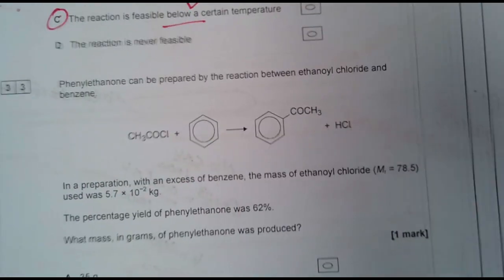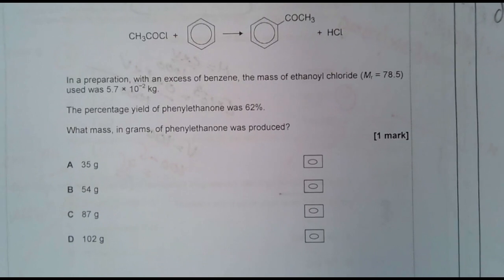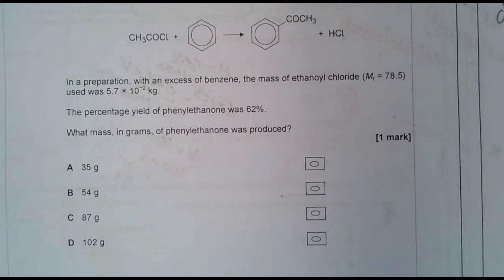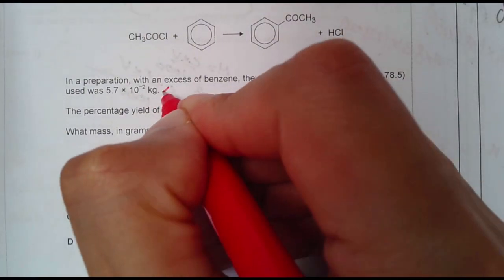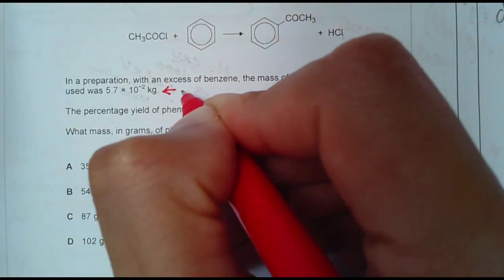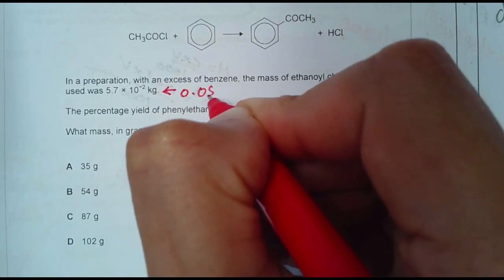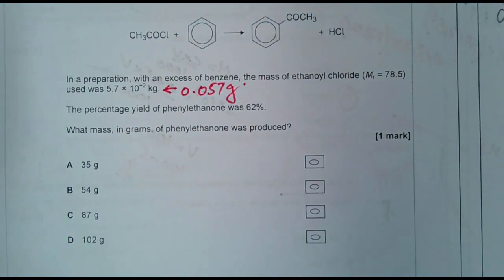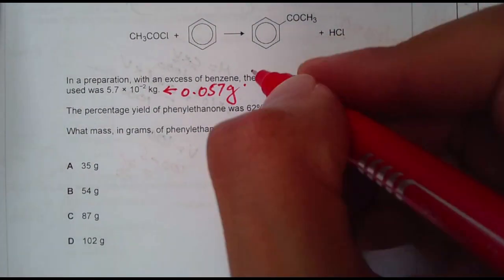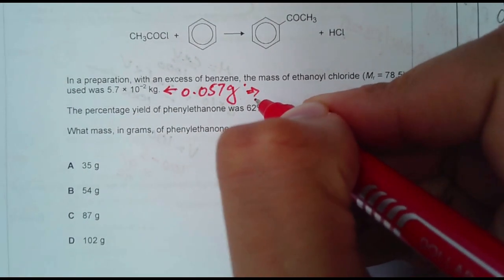Last question on this paper, and then we finish with this. It says phenylethanone can be prepared by the reaction between ethanoyl chloride and benzene. In preparation with excess benzene, the mass of ethanoyl chloride was 5.7 times 10 to the power of minus 2 kilograms. Let's convert this into grams, and it will become 0.057 grams, and I can then convert this into moles.